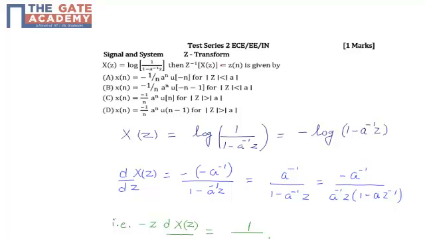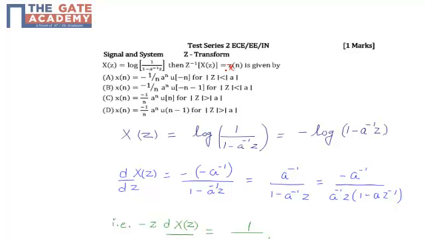okay, it should be x(n), which is given by: Option A is x(n) is equal to minus 1 by n times a raised to n u of minus n for mod of z less than mod of a. Option B is x(n) is equal to minus 1 by n times a raised to n u of minus n minus 1 for mod of z less than mod of a.